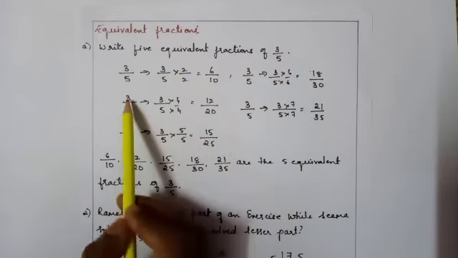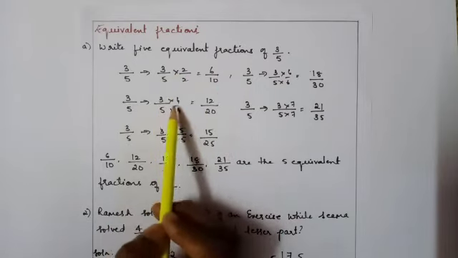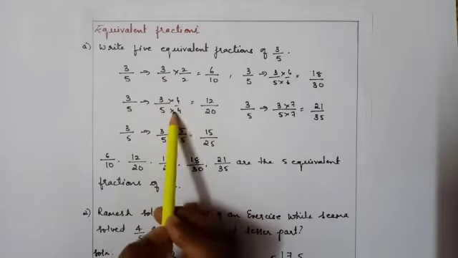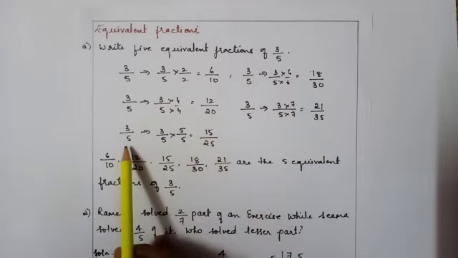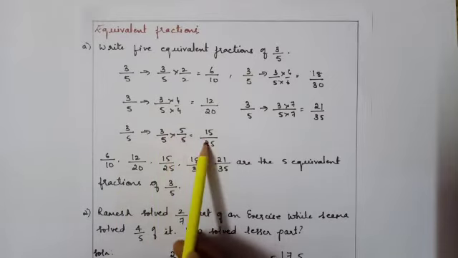Then again I will take the 3 by 5. I multiply both the numerator and denominator by the same number 4. So 3 4s are 12, 5 4s are 20. Again I will take the 3 by 5. I multiply both the numerator and denominator by the 5. 3 5s are 15, 5 5s are 25.